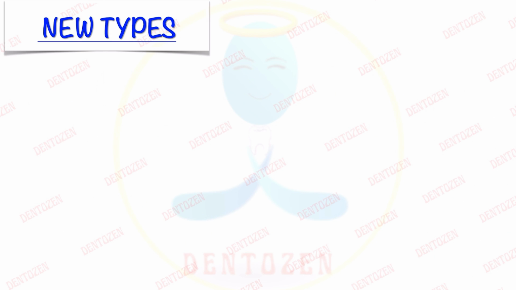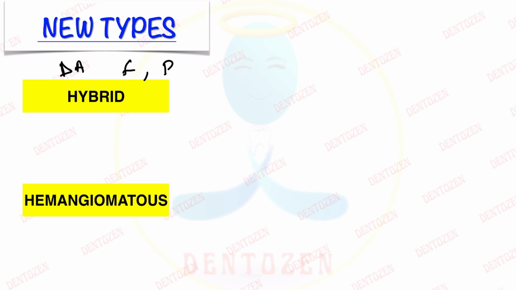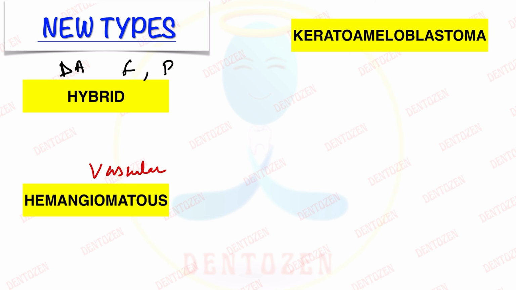Now we come to certain new types. Hybrid: when we can see two components, two types, in the histopathology, for example sometimes we can see desmoplastic ameloblastoma with follicular and plexiform types. Then hemangiomatous: when we can see a lot of vascular component in the tumor, it is known as hemangiomatous.